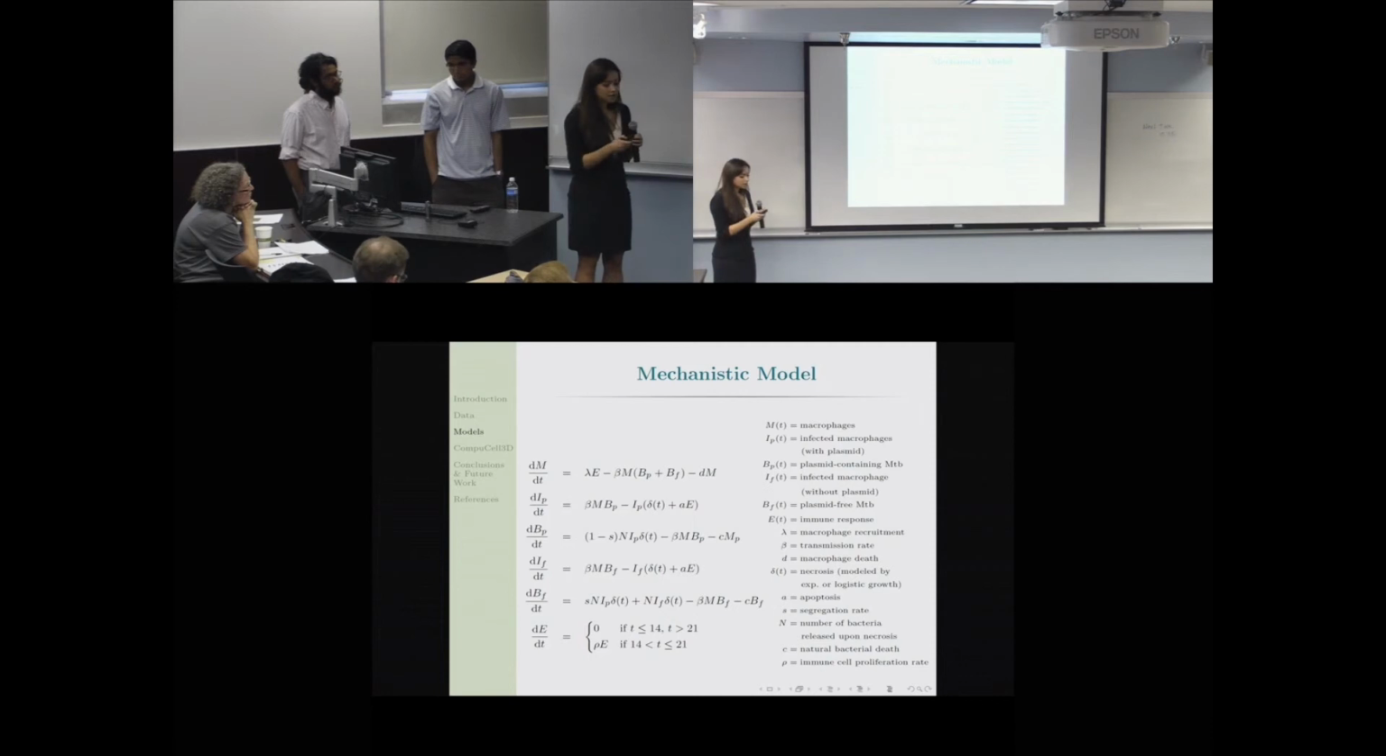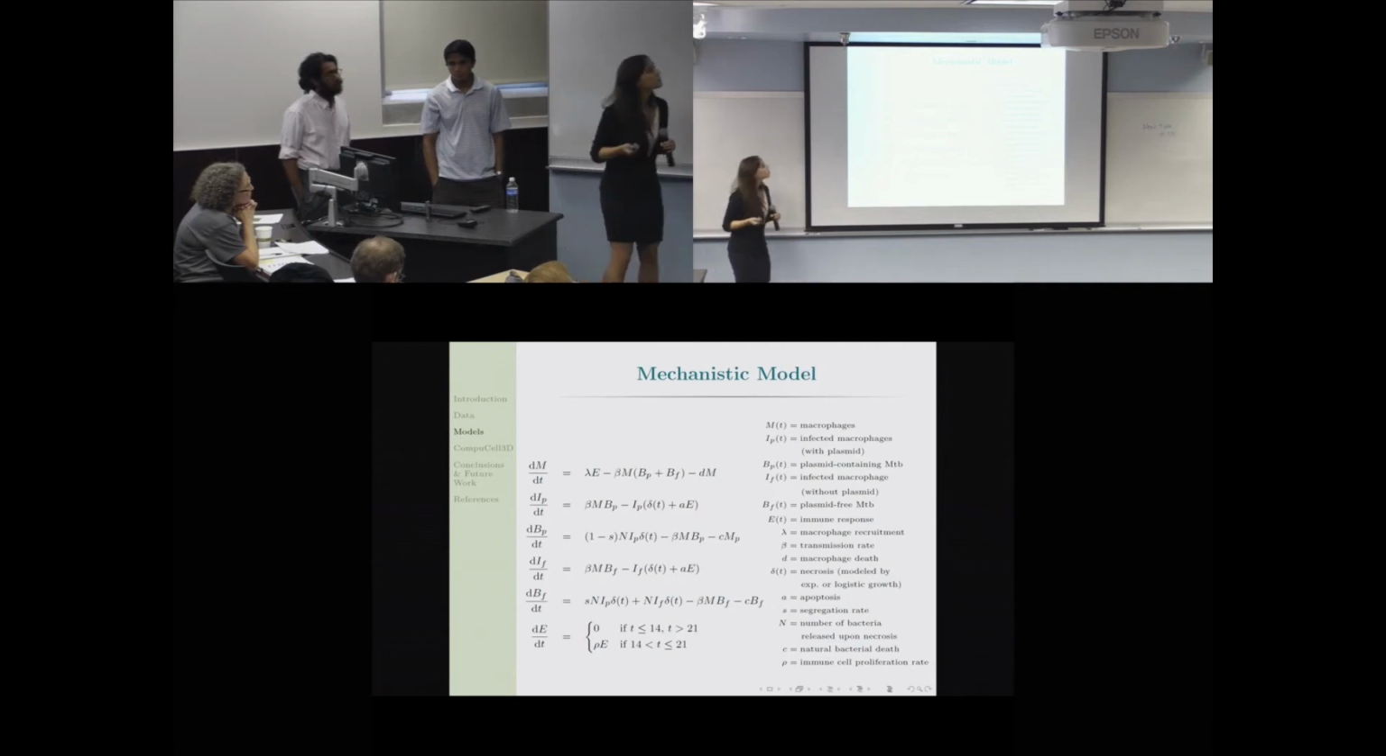So with this, the mechanistic model, we were aiming to try to understand what is actually happening during the infection, and hopefully then we could explain why we're seeing this decreased death rate. So with this model, what we are including is macrophages, bacteria, infected macrophages, and eventually the immune response.